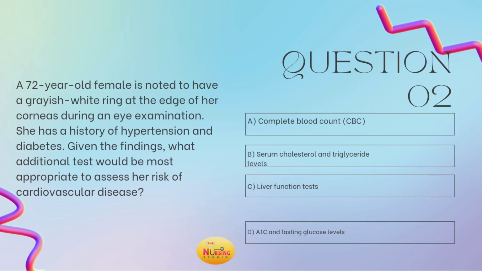Question number two. A 72-year-old female is noted to have a grayish white ring at the edge of her corneas during an eye exam. She has a history of hypertension and diabetes. Given the findings, what additional tests would be most appropriate to assess her risk of cardiovascular disease? Is it A, a CBC, B, serum cholesterol and triglyceride levels, C, a liver function test, or D, an A1C and fasting glucose levels? Take a moment and tell me what you got.